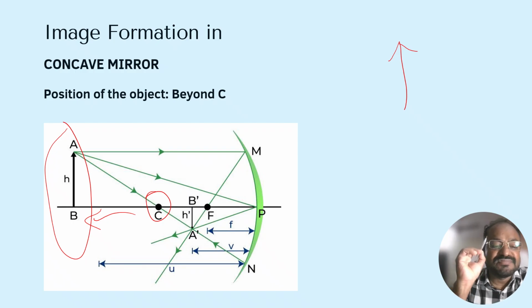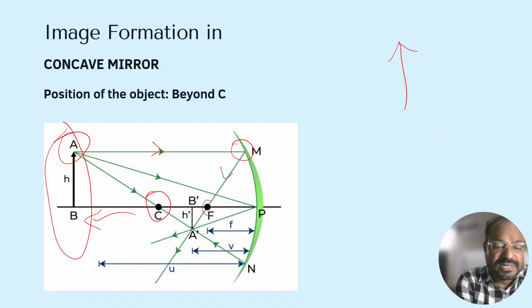So two or three rays will be coming out of the position A. One ray will be parallel to the principal axis, and after reflecting, it passes through the principal focus F. Another ray which goes through the center of curvature will, after reflection, retrace its path. So the intersection of these two rays, you can see from the pole it is getting reflected.